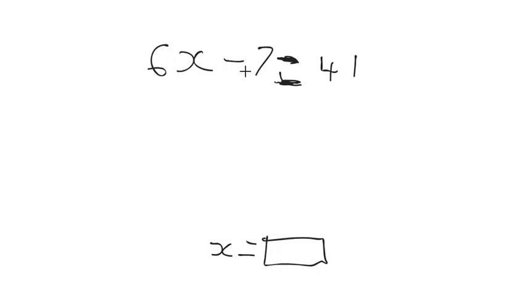So 6x minus 7 equals 41. Well, we need to unravel all this stuff that's happened to x and get back to x. We want x on its own. We don't want 6x. We don't want 6x minus 7. We just want x.